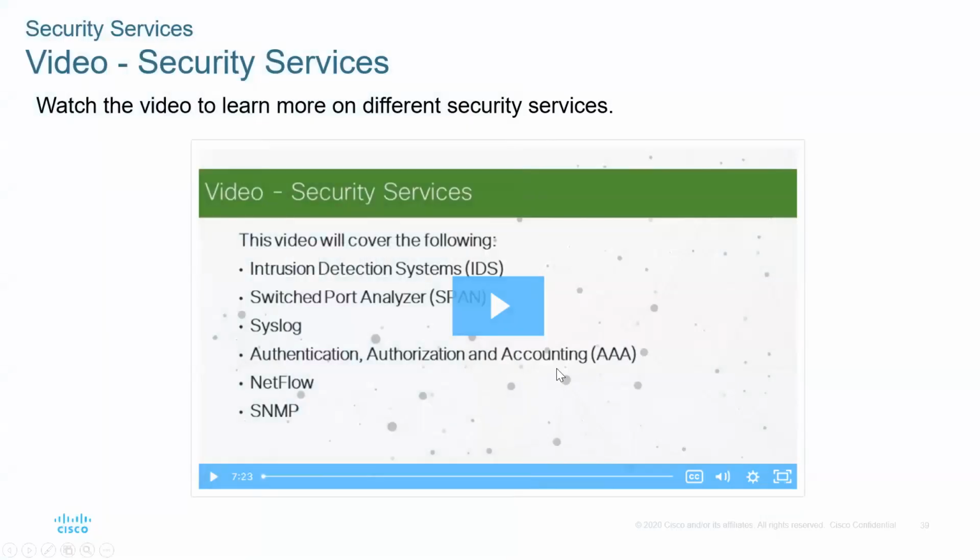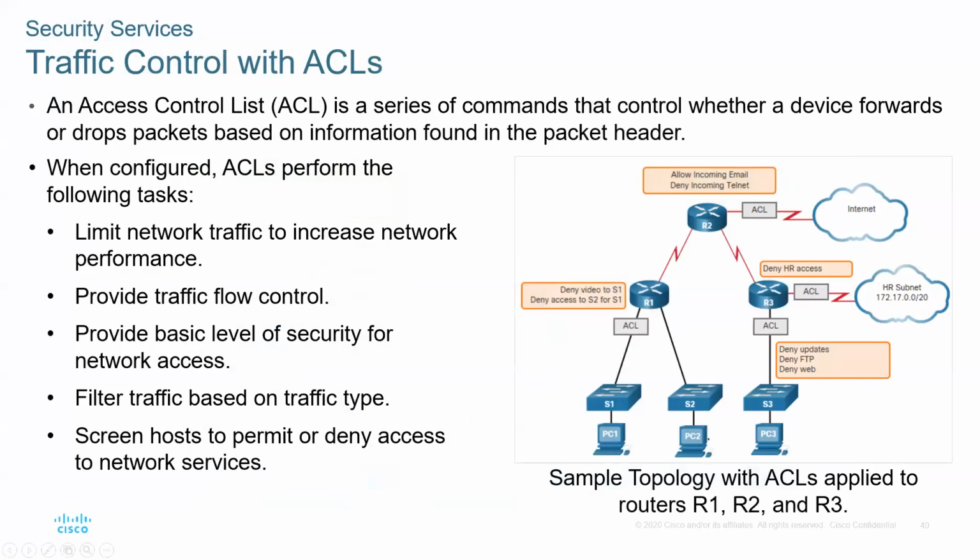Outside of the hardware equipment, we also have security services. Initially, you can do some basic traffic control with just simple ACLs. So what are ACLs? ACLs are access control lists. They are a series of commands that control whether a device will forward a packet or drop the packet. And these all work in order. So the order of your ACL is highly important. It's going to determine which rule is hit first. And so you want your most precise rules to start at the top and then work their way down to the bottom.